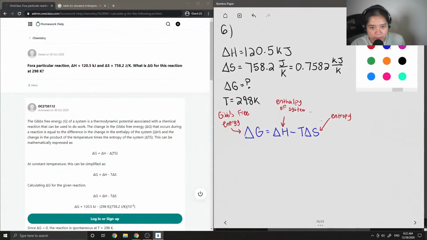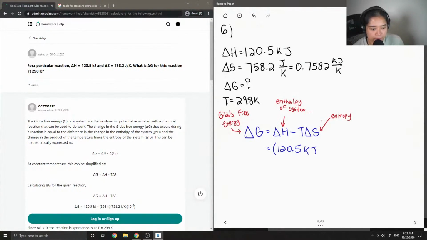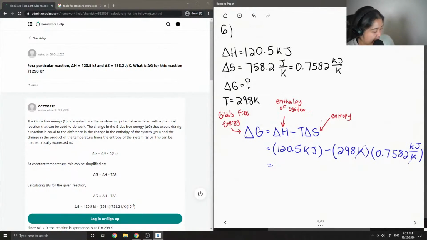Okay, so after that conversion, we can plug everything into the equation. Enthalpy is 120.5 kilojoules. T is just 298 Kelvin. And the delta S is 0.7582 kilojoules per Kelvin. So now our kilojoules should cancel out, and our Kelvin will cancel out, and we're left with our value in kilojoules, which is negative 105.44 kilojoules.